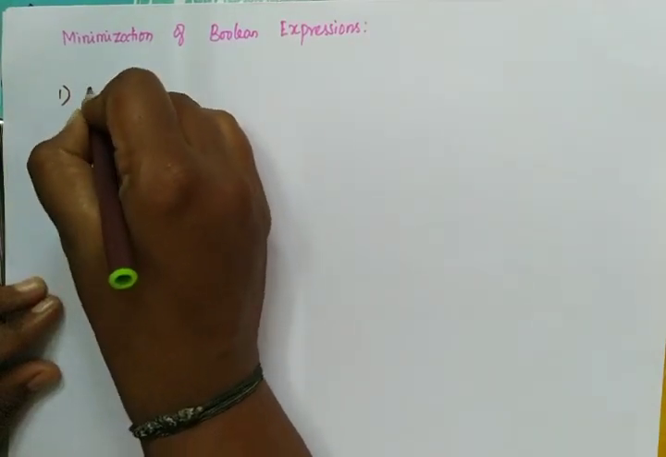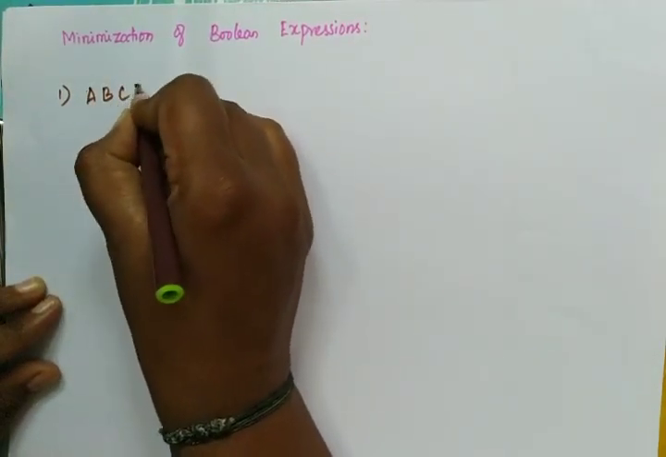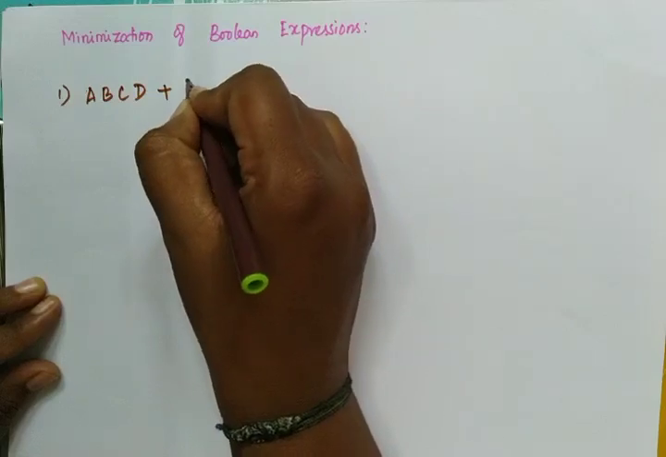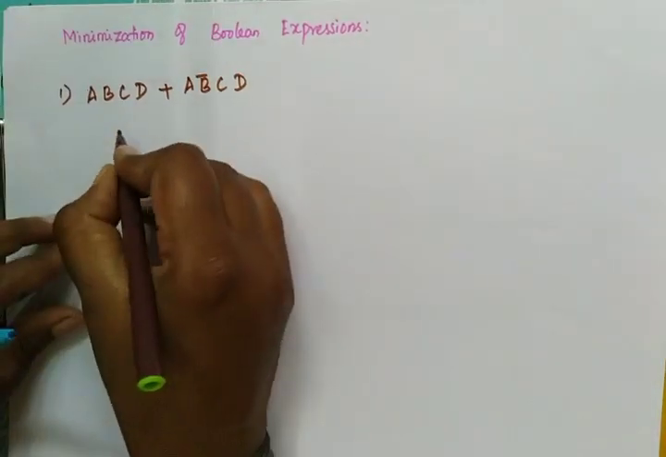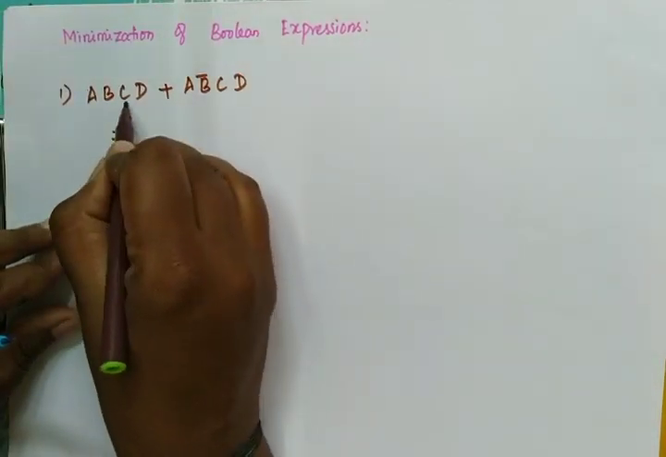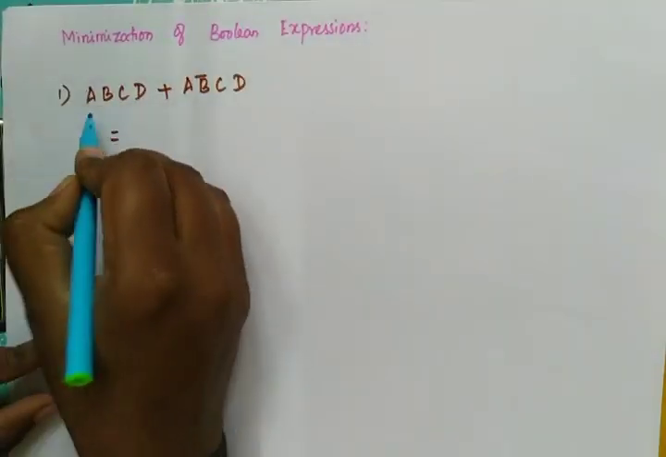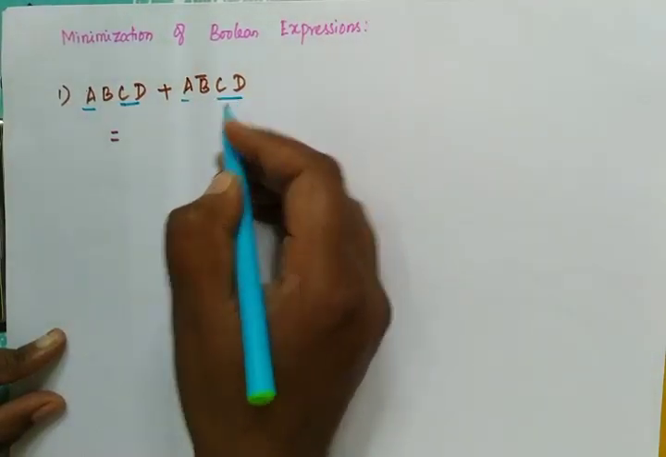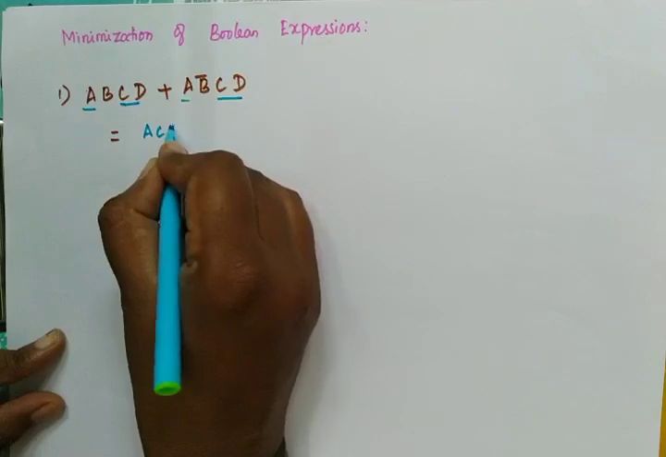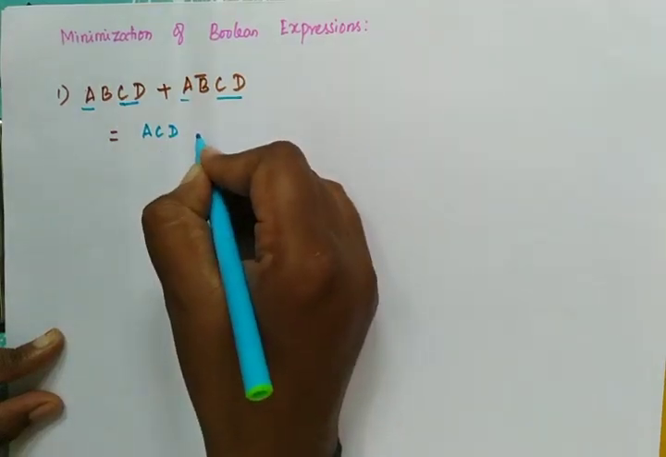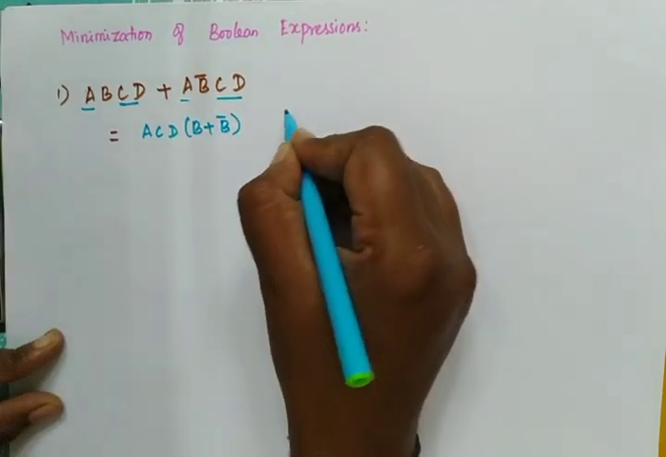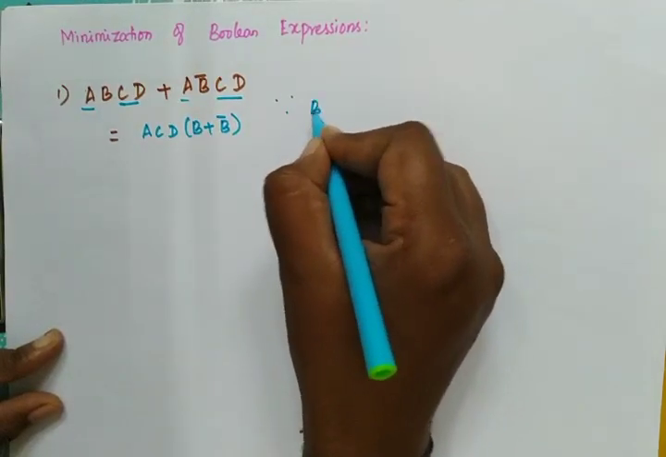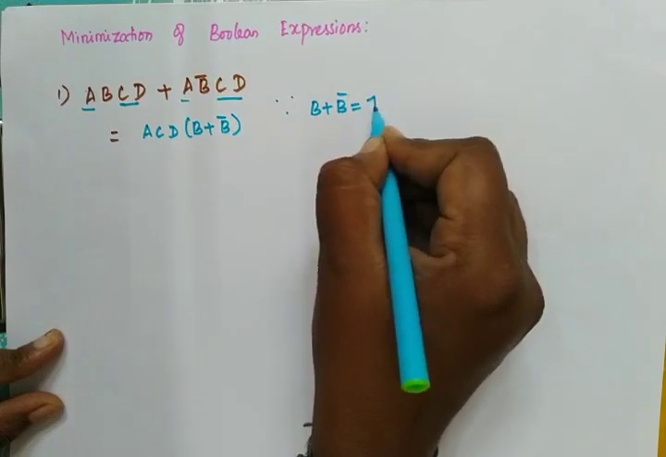Let us take A, B, C, D plus A, B bar, C, D. Now how can we minimize this? Now listen, which is equal to, here we have A, C, D as common, isn't it? So here we have A, C, D and here we have A, C, D. Now take this A, C, D as common. So if you take this A, C, D as common, then the remaining we have is B plus B bar. And as per rules, B plus B bar will be equal to 1.